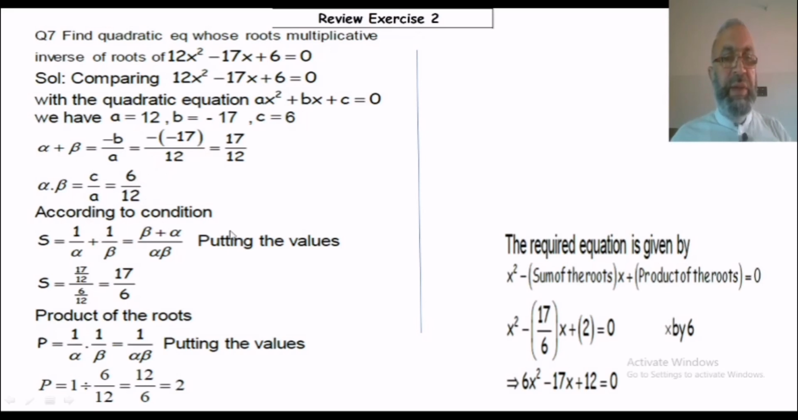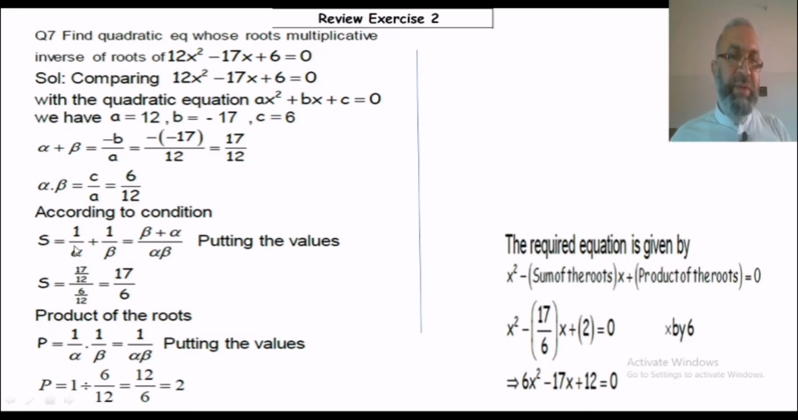So according to the condition, the roots of the required equation will be multiplicative inverses. That means if alpha is a root of the given equation, then 1 over alpha will be a root of the required equation. Similarly for beta, we get 1 over beta. Then the sum of the roots of the required equation.